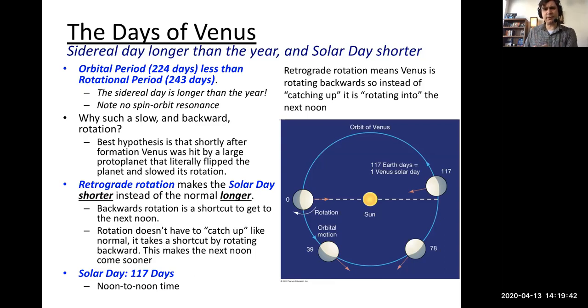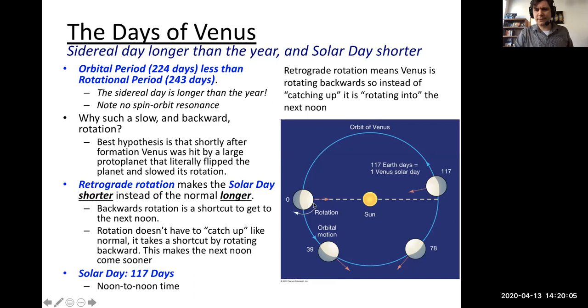Now, if you remember, for the Earth, the solar day is slightly longer than the sidereal day. And that's because we're rotating and revolving the same direction, so we had to rotate a little bit extra to get back to noon. Solar day being the noon to noon time. Venus gets to cheat. It gets to take a shortcut by rotating backwards.